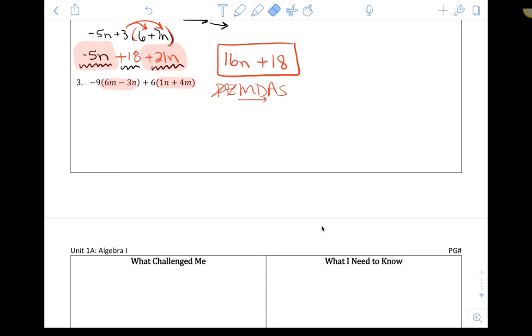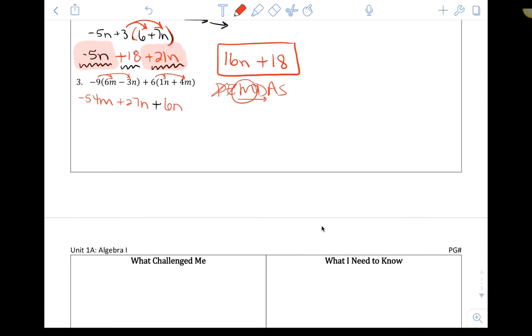In this case, we're just dealing with multiplication. So my first set going left to right would be negative 9 times 6 and negative 9 times 3. So negative 9 times 6m is going to be negative 54m. And negative 9 times negative 3 is a positive 27n. Now, there's more multiplication happening here. I've got that 6 times 1n and 6 times 4m right here. So I'll go ahead and do that. So that would be 6n, and 6 times 4, that would be 24m.